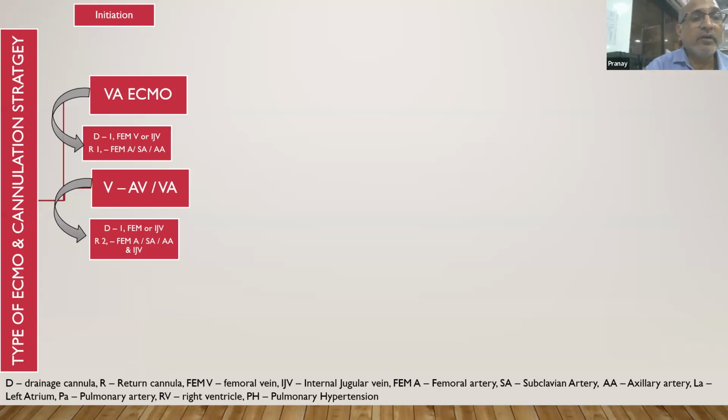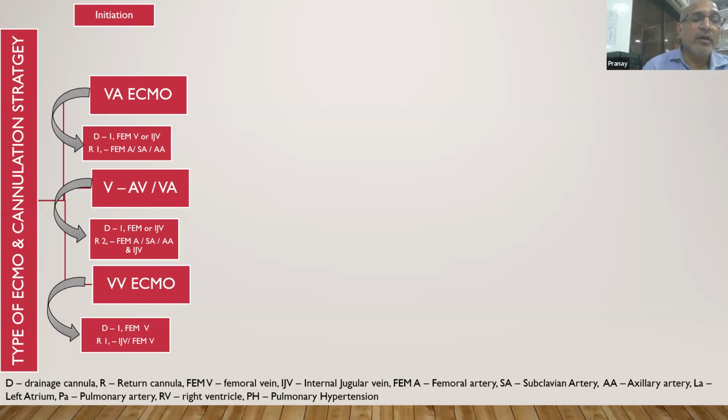In that case, you require one drainage and two returns. So drainage is going to be femoral vein or IJV, and return can be femoral artery and IJV, or subclavian artery and IJV. Okay. Or you have to go for a VV ECMO, again one drainage and one return, femoral vein and IJV, or both the femoral veins you can cannulate.